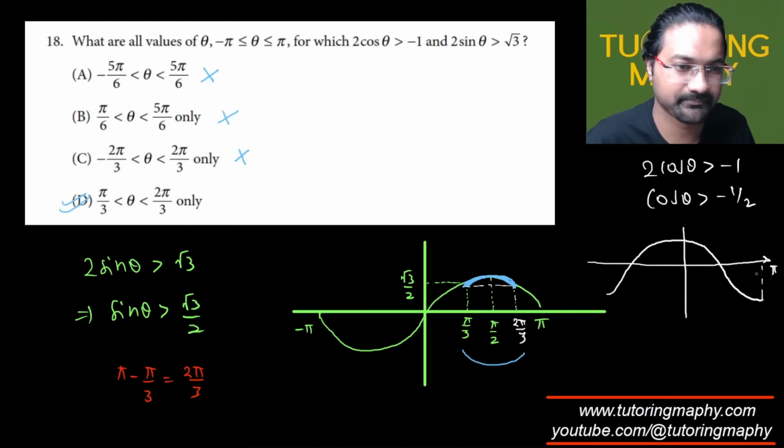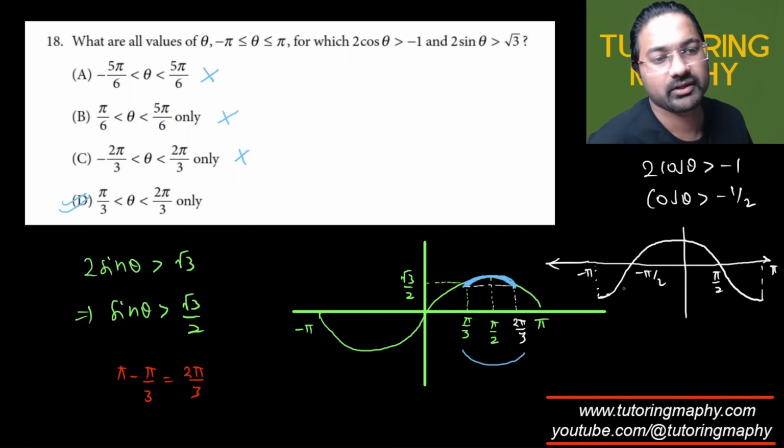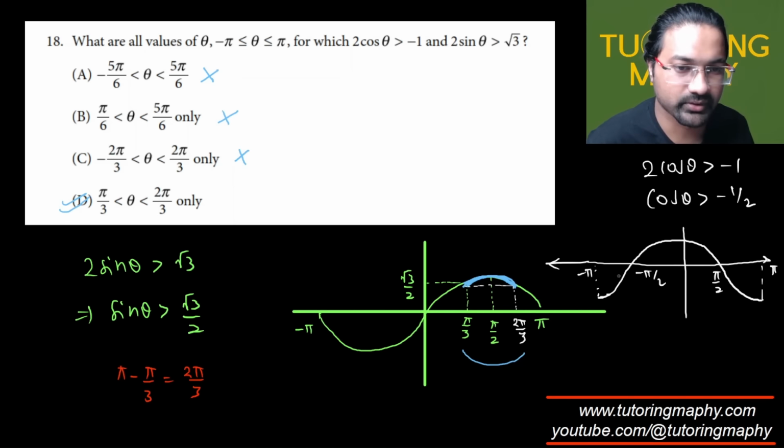This is pi. This is pi over 2. This is -pi over 2, and this is -pi. Okay. Now I want it to be greater than -1/2, and -1/2 is somewhere over here, which will give us a value of -1/2 in the second quadrant.